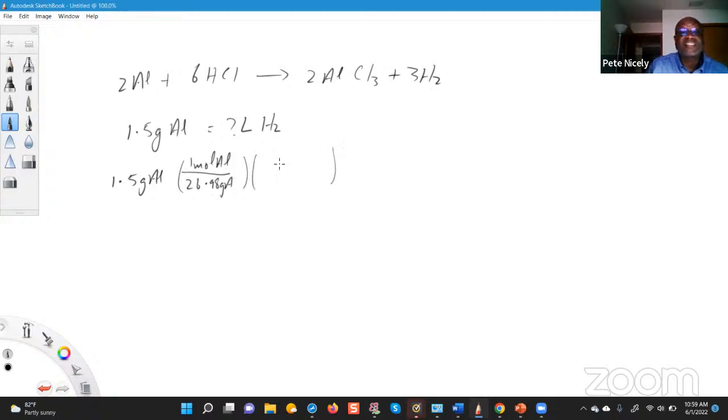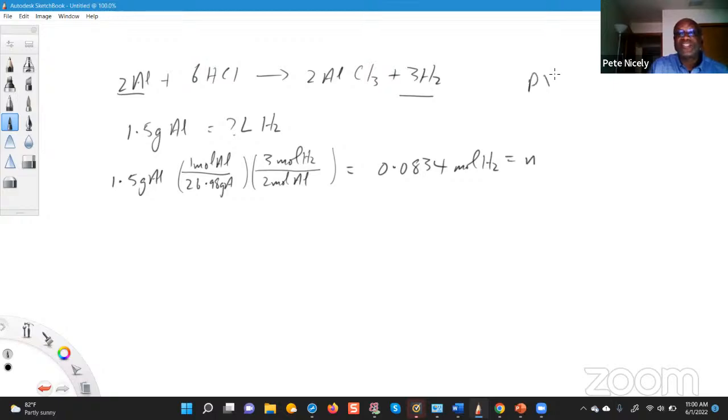The next conversion factor is the mole ratio between the aluminum and the hydrogen. According to the equation, that's a 3:2 mole ratio. So we're going to have 3 moles of H2 here and 2 moles of aluminum here. So 1.5 divided by 26.98 times 3 divided by 2 works out to be 0.0834. So this would be 0.0834 moles of H2, and that would be the n in the ideal gas equation.